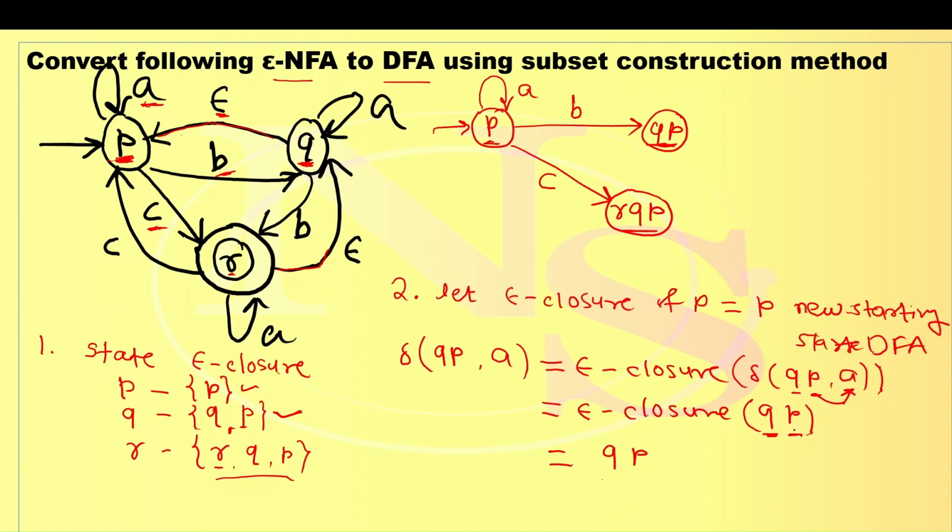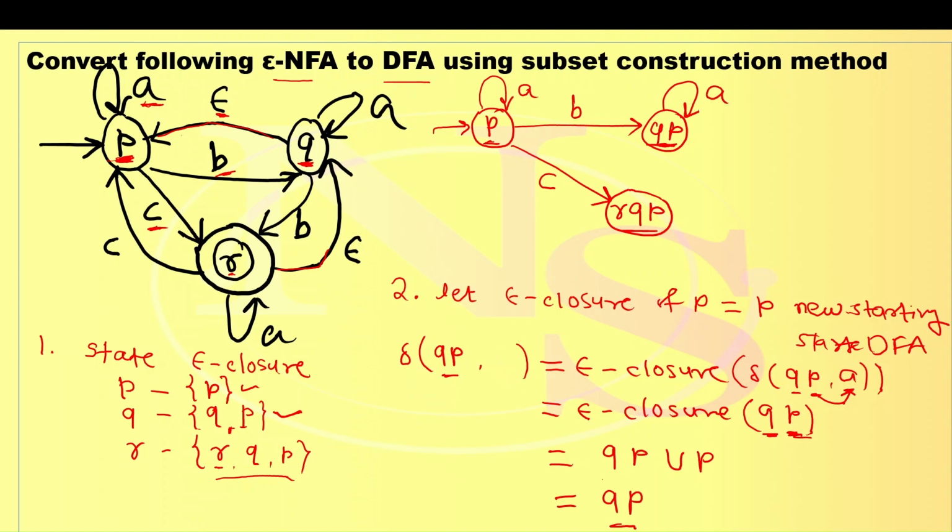And epsilon closure of P is P itself. So I can say union P. Union means common elements only once. It is QP itself. It indicates that QP state reading A going to state QP. It's a self loop, so give here a self loop for QP.